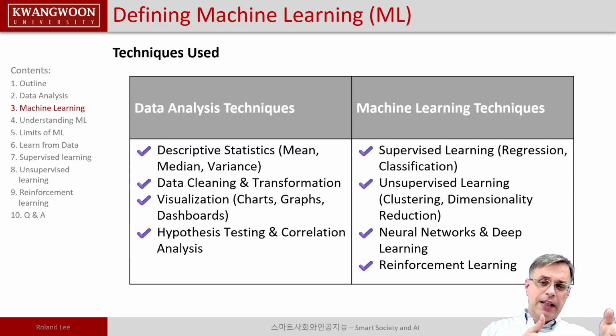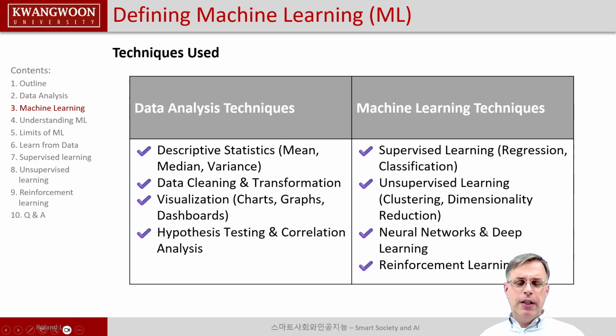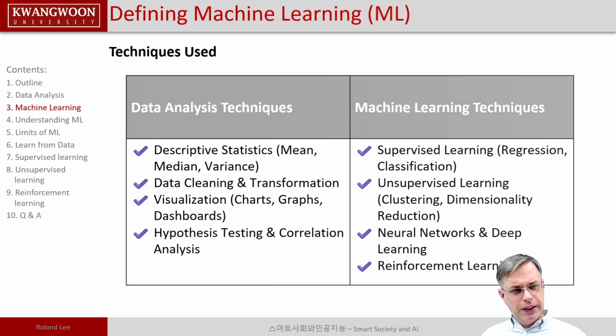Versus the machine learning techniques, where we have the three kinds of learning: supervised learning, unsupervised, and reinforcement learning. And then here, the supervised learning is about regression and classification, clustering, dimensionality reduction is about unsupervised learning, and then neural networks and deep learning we also have inside machine learning. So deep learning is just one single segment of machine learning.